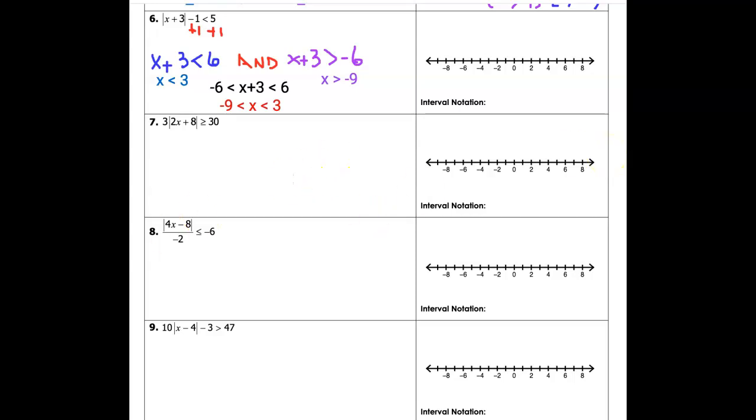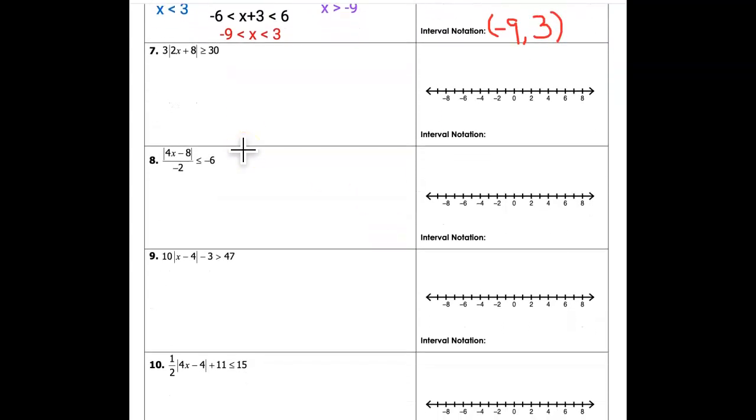So remember, since this is an and inequality, we include what is in between the numbers, nothing on the outside. So negative 9 is our smallest value, 3 is our largest value, and we're going in between those. Parentheses because it's not filled in. So from negative 9 to positive 3.